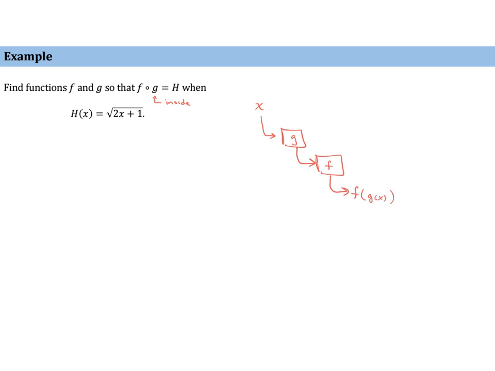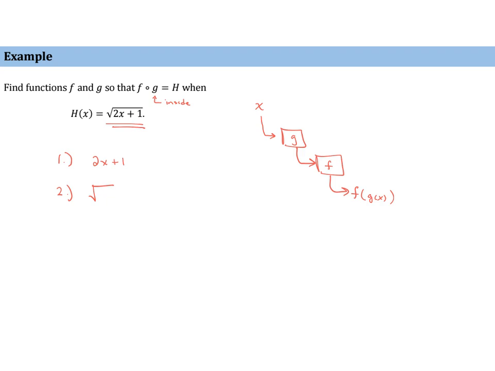So if you look at this function, what happens first to an input? Let's say that you put in 5. What would you do first to find out the output? 2 times 5 plus 1, and then you would take the square root. So the first step would be 2x plus 1. Then the second step would be to take the square root of that result.